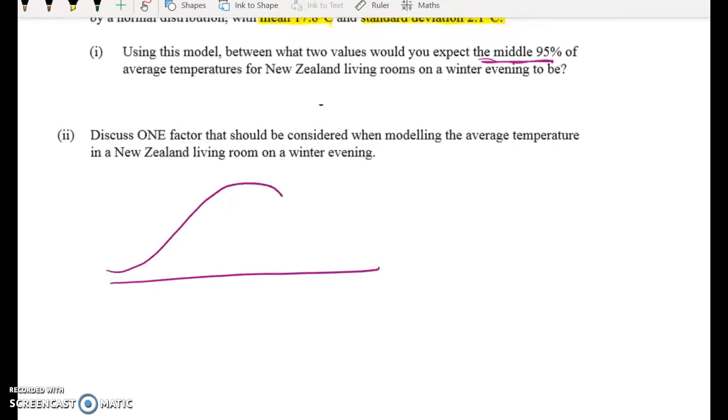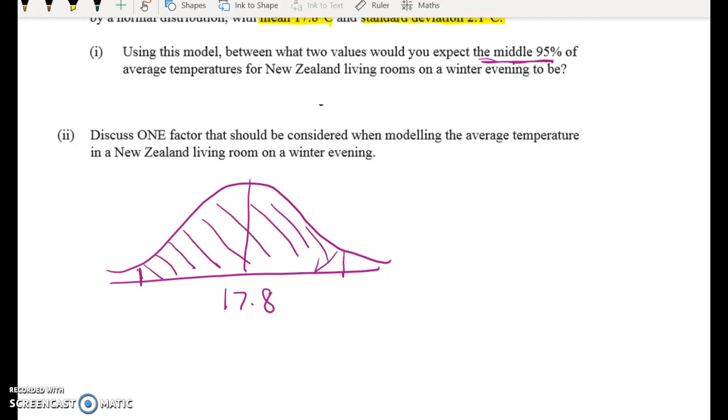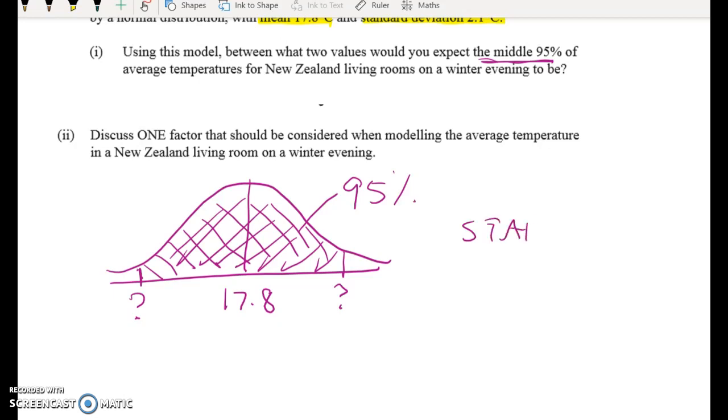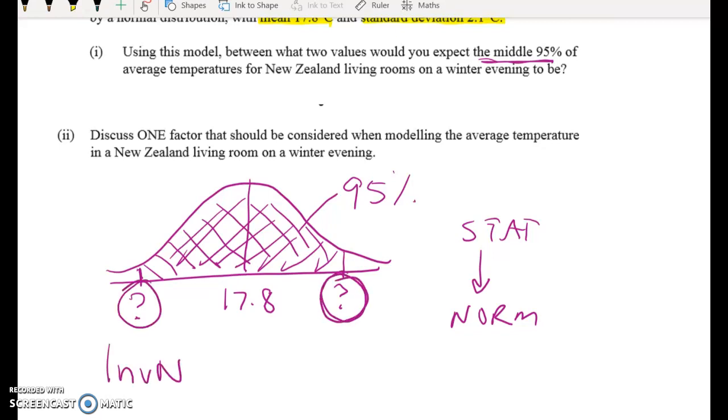If you've got a graphics calculator, this question is extremely straightforward. I'm going to draw a graph, and if you're in my class, you know that I'd really like you to draw a graph. I know you're going to ignore me, but there you go. What we're looking for is those two values such that we get 95% in there. Using your graphics calculator, you're going to go to stat and then, as usual, get through to dist and right through to norm. But the bit that you want is inverse normal, because we're working backwards to find these values.